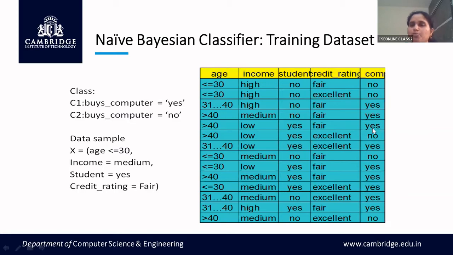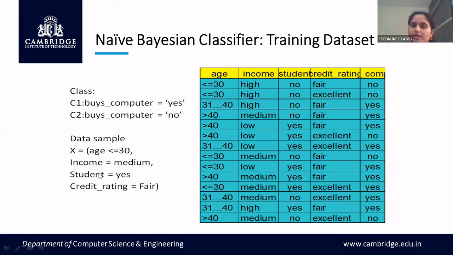Once the model is trained, this is your sample data. If age is less than or equal to 30 and income is medium, and if he or she is a student and credit rating is fair, you have to test for the sample whether he or she will buy the computer or not.